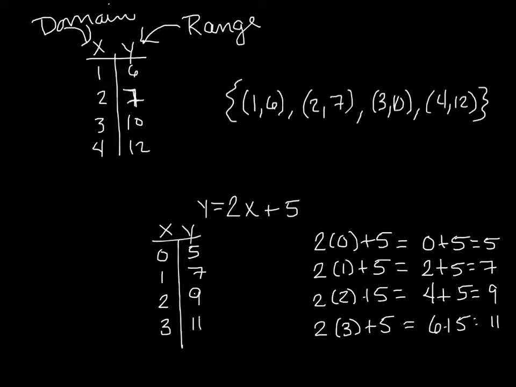And so now I've filled in my input-output table. My domain is 0, 1, 2, 3. My range is 5, 7, 9, and 11.